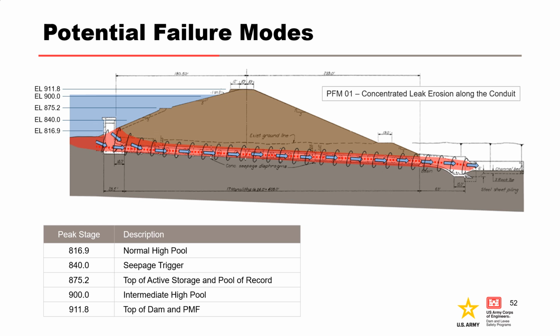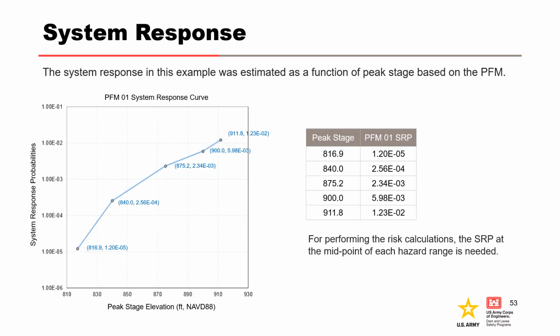Also, it's always good to define your system response probabilities at least up to top of dam, not just the probable maximum flood, because as data and methodology change and improve, that probable maximum flood elevation might also change. The system response probabilities, at least for this failure mode, are estimated as a function of peak stage.